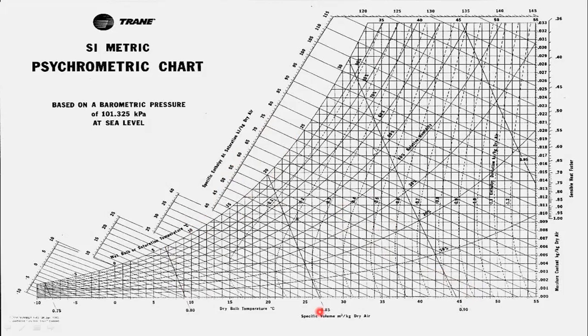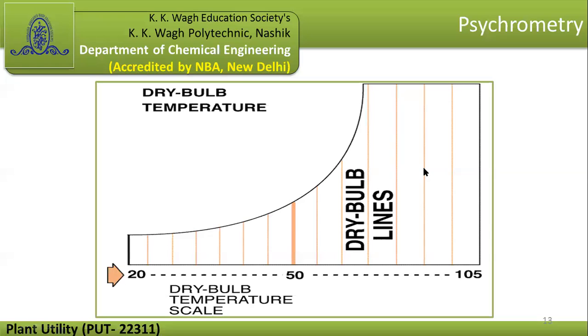And you can see these are the lines which make a 60-degree angle with the x-axis, showing the specific volume, meter cube per kg of dry air. Now I will show you one by one which line represents which property of the psychrometric chart. So here you can see the dry bulb temperature scale is shown on the x-axis. The scale shows the dry bulb temperature, and the vertical lines in the psychrometric chart show the dry bulb lines, and the scale of these dry bulb lines is taken from this x-axis.